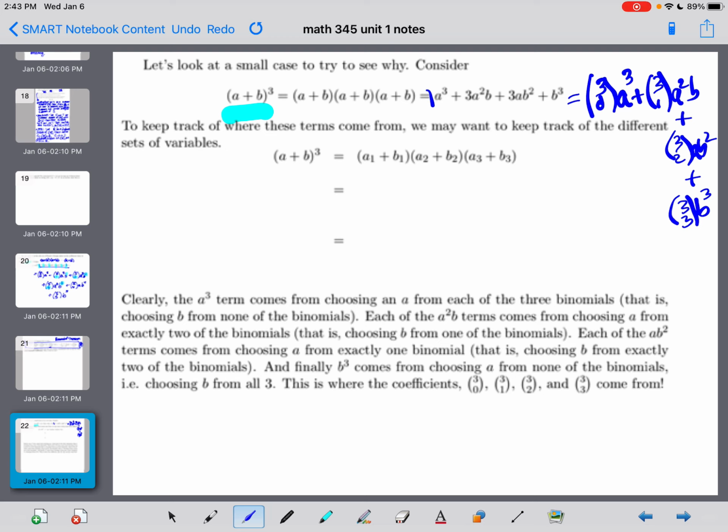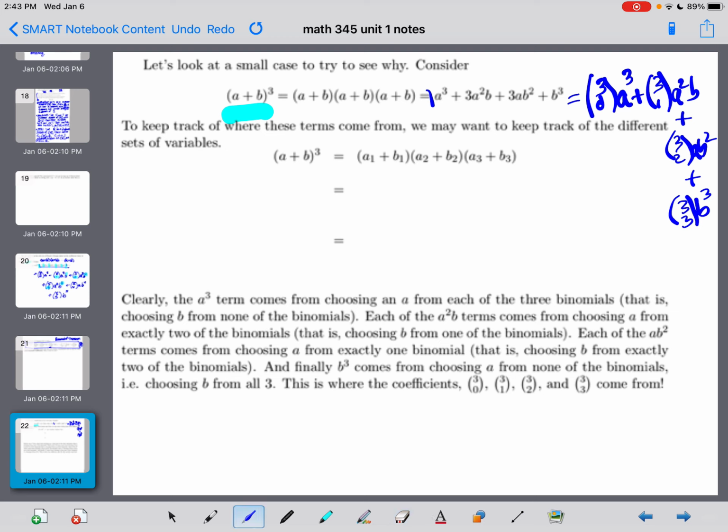Well, if we think about what happens when we try to expand out a plus b to the third power, it means a plus b, a plus b, a plus b. But for our purposes, it's going to be helpful to distinguish between each of these binomials that we're multiplying together. So I'm going to group them and say the first binomial is a1 plus b1, the second binomial is a2 plus b2, and the third binomial is a3 plus b3.